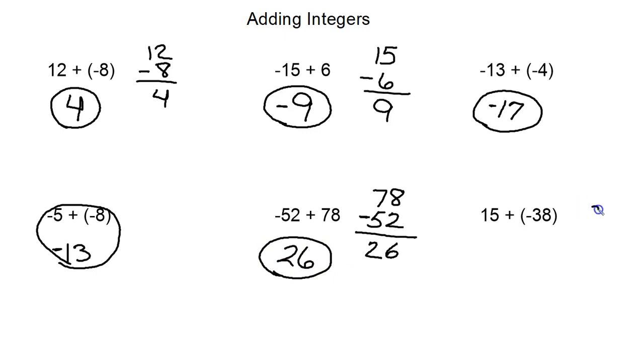Over here again, I have to find the difference between 38 and 15, and that is going to be 23. Again, checking to see which I have more of. I have fewer positives and I have a lot more negatives. So this is going to be a negative answer, negative 23.